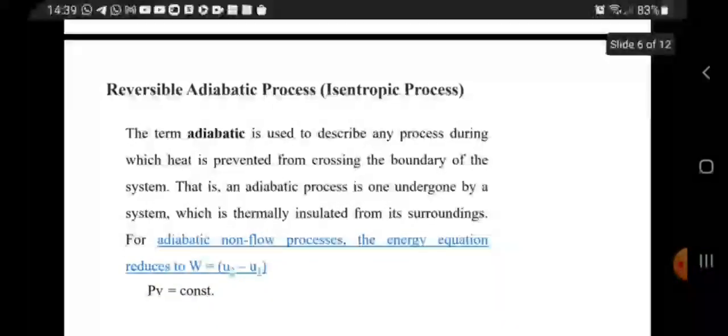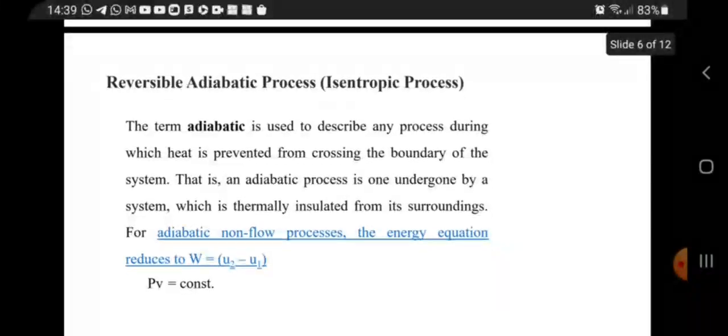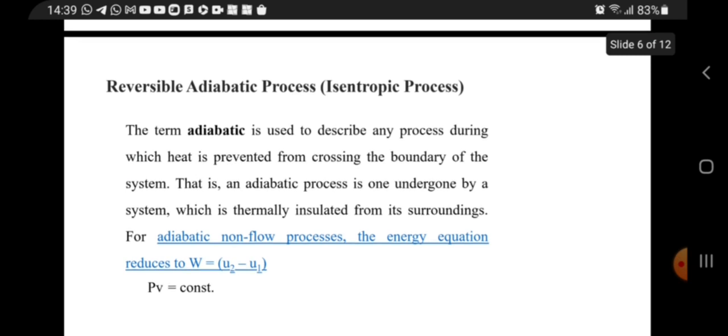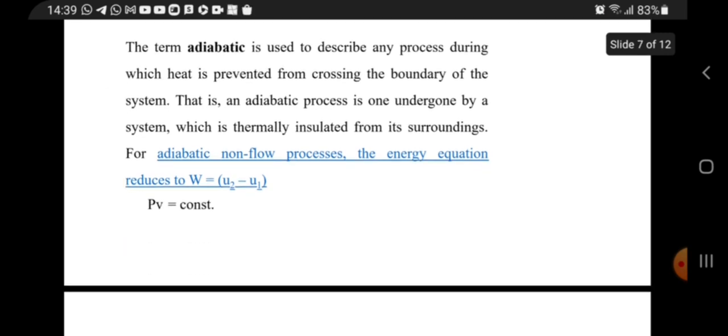Next we discuss the reversible adiabatic process, whose other name is the isentropic process. The term adiabatic describes any process during which heat is prevented from crossing the boundary of the system. That is, an adiabatic process is one undergone by a system which is thermally insulated from its surroundings. For an adiabatic non-flow process, the energy equation reduces to W is equal to U2 minus U1, and PV^gamma is equal to constant.